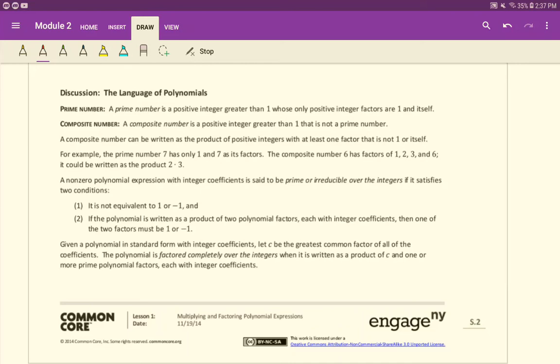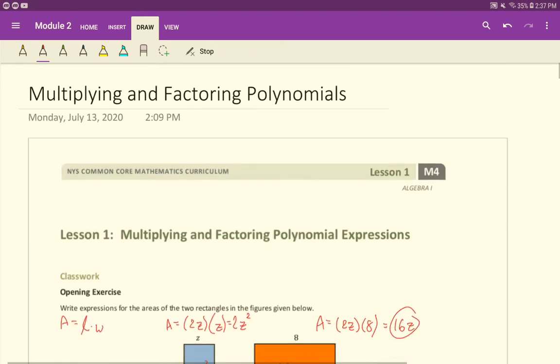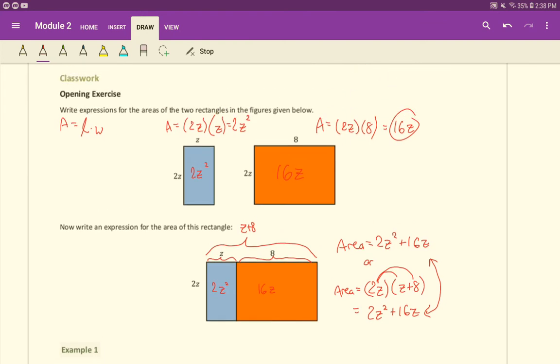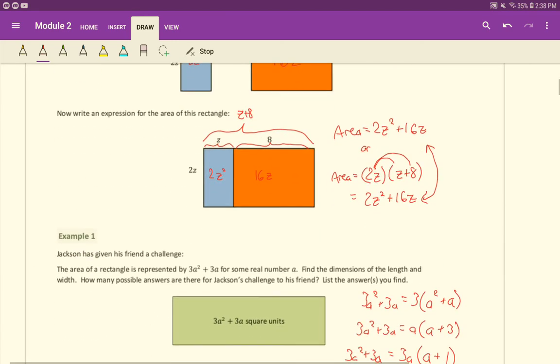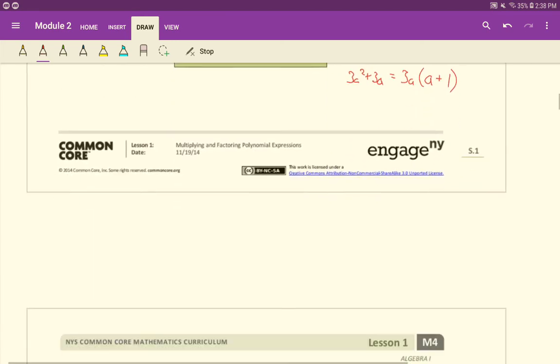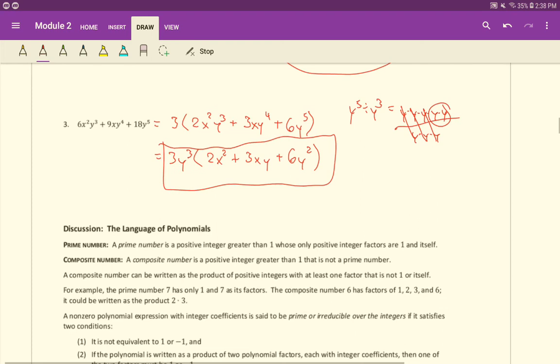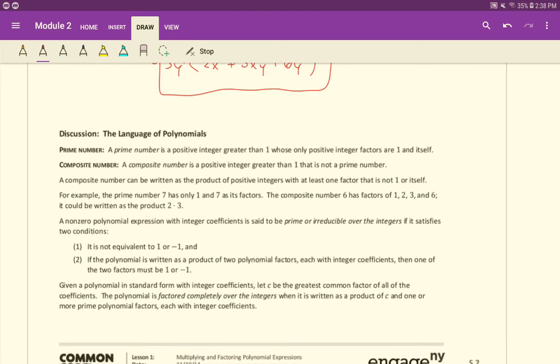This is the third video for lesson 1 in module 2. And again, we're continuing our look at multiplying and factoring polynomials, where we saw a visual representation of multiplying monomials together and then adding things together. We also talked about some factoring too. Specifically, we factored the greatest common factor in the previous video. And so now we'll just talk a little bit more about some different concepts that show up here.